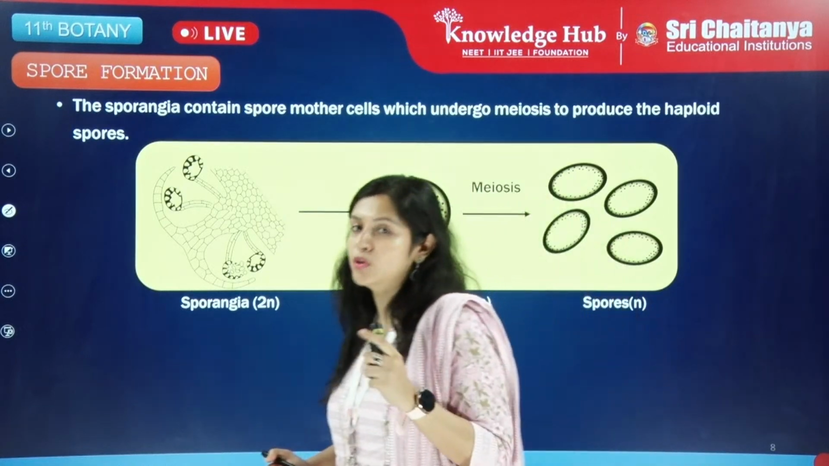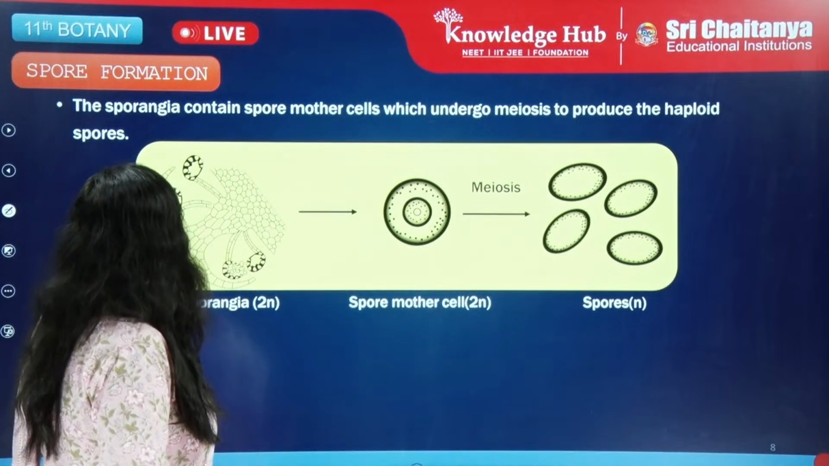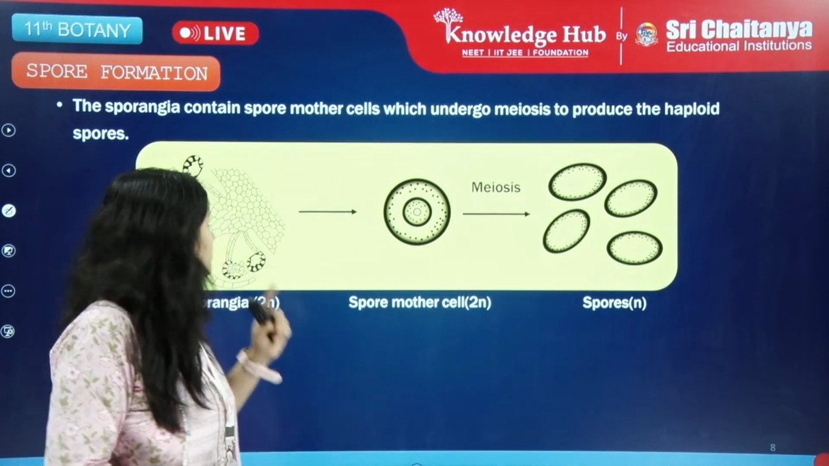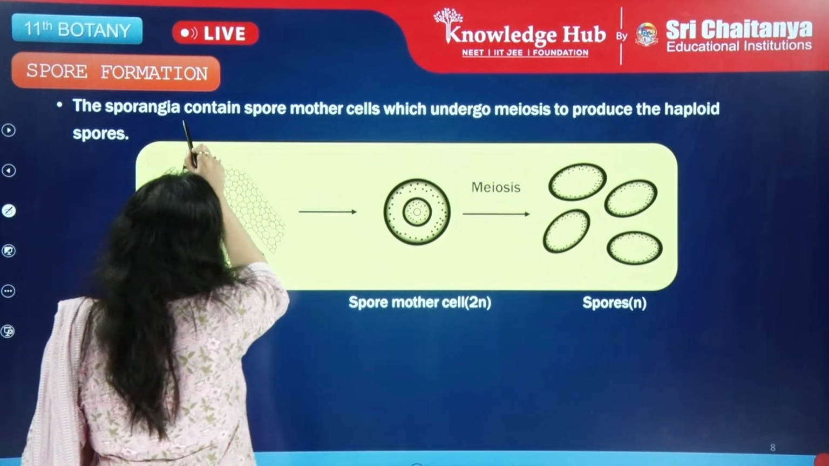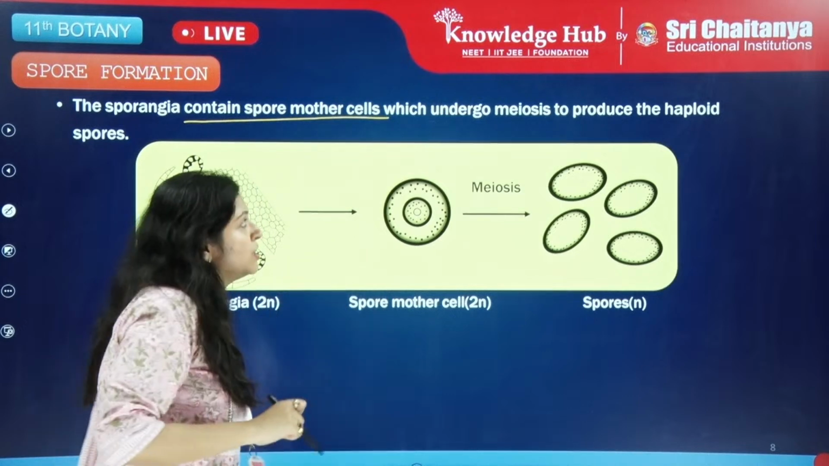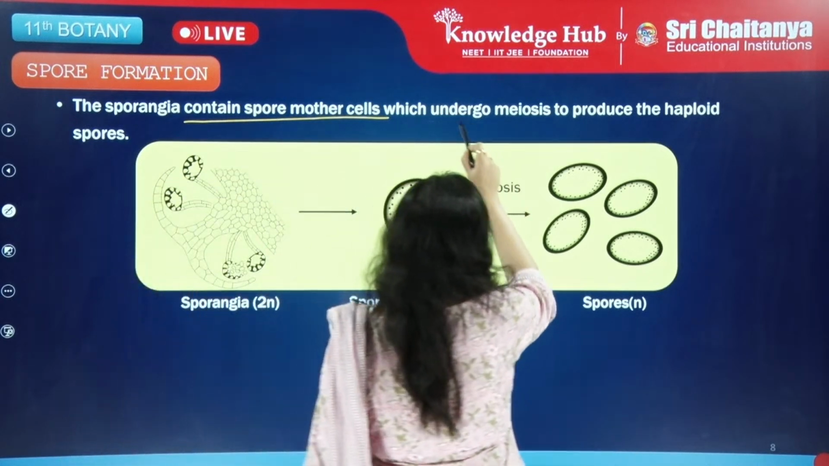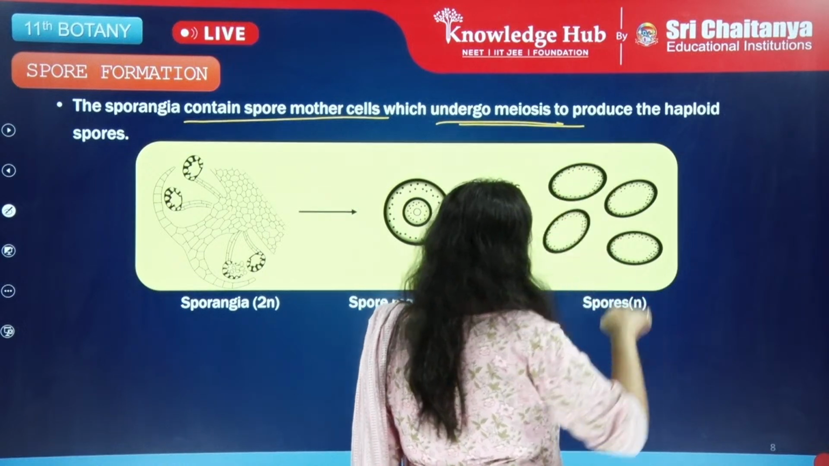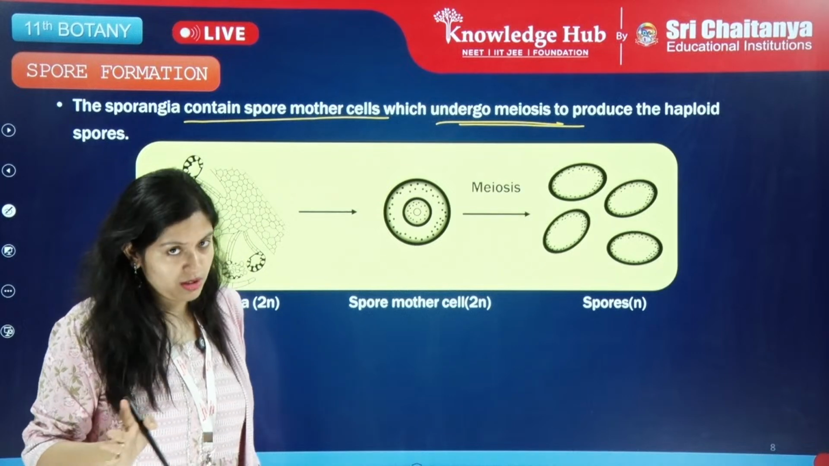Here we have spore formation. How does the spore formation take place? On the first phase, we have the sporangia. The sporangia contain spore mother cells. So these spore mother cells undergo meiosis to produce the haploid spores.